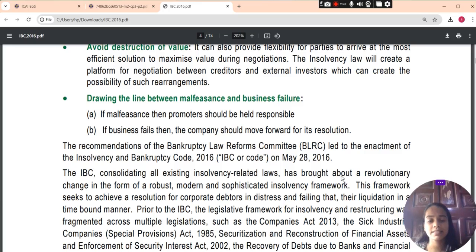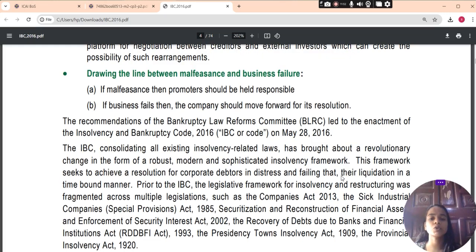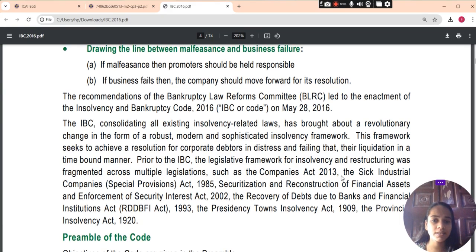If malfeasance, then the promoter should be held responsible. If business fails, then the company should move forward for its resolution. So drawing the line between malfeasance and business failures, we say: if malfeasance, then the promoter should be held responsible. If business fails, then the company should move forward for its resolution.